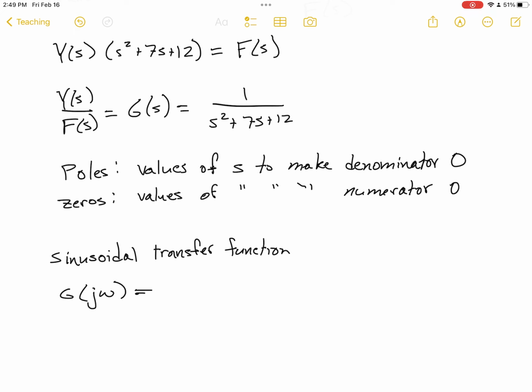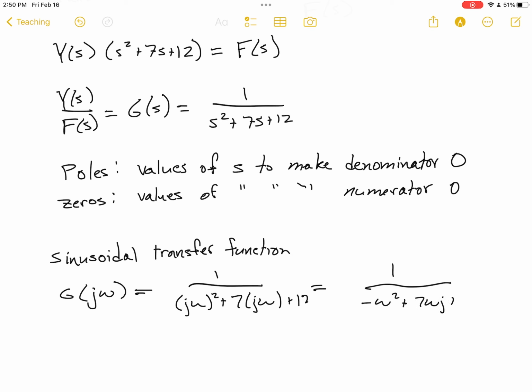The sinusoidal transfer function, G of j omega, for this example that we're using, is just 1 over j omega squared plus 7 times j omega plus 12. And that is 1 over, so j omega squared is j squared omega squared, and j squared is minus 1, so minus omega squared plus 7 omega j plus 12.